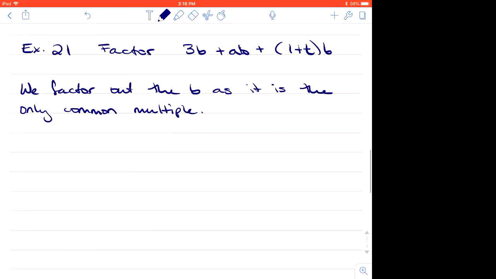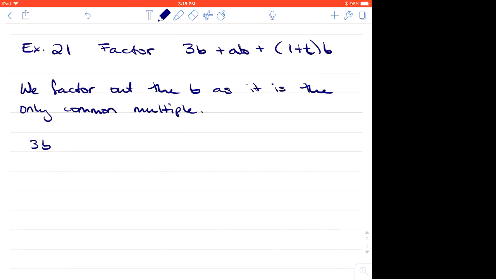Okay. So I'll just rewrite it here. 3b plus ab plus 1 plus t times b. Right, writing b out front, and then everything else in brackets. Right, I have b times 3 plus a plus 1 plus t.